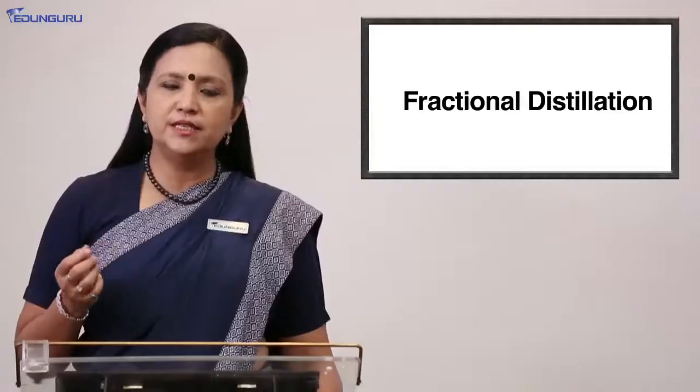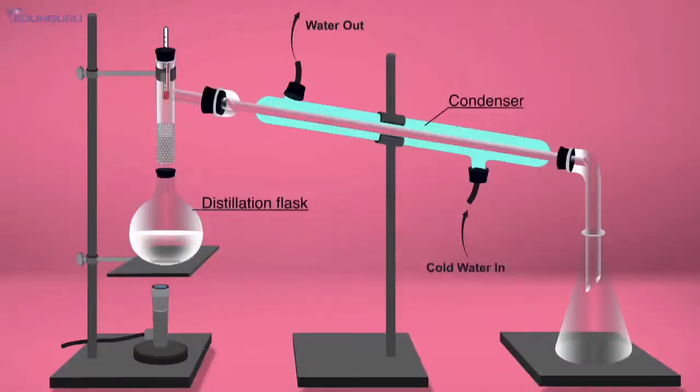To separate a mixture of two or more miscible liquids which have boiling point difference less than 25 Kelvin, we use a method which is known as fractional distillation. Now let us explain the method of fractional distillation.